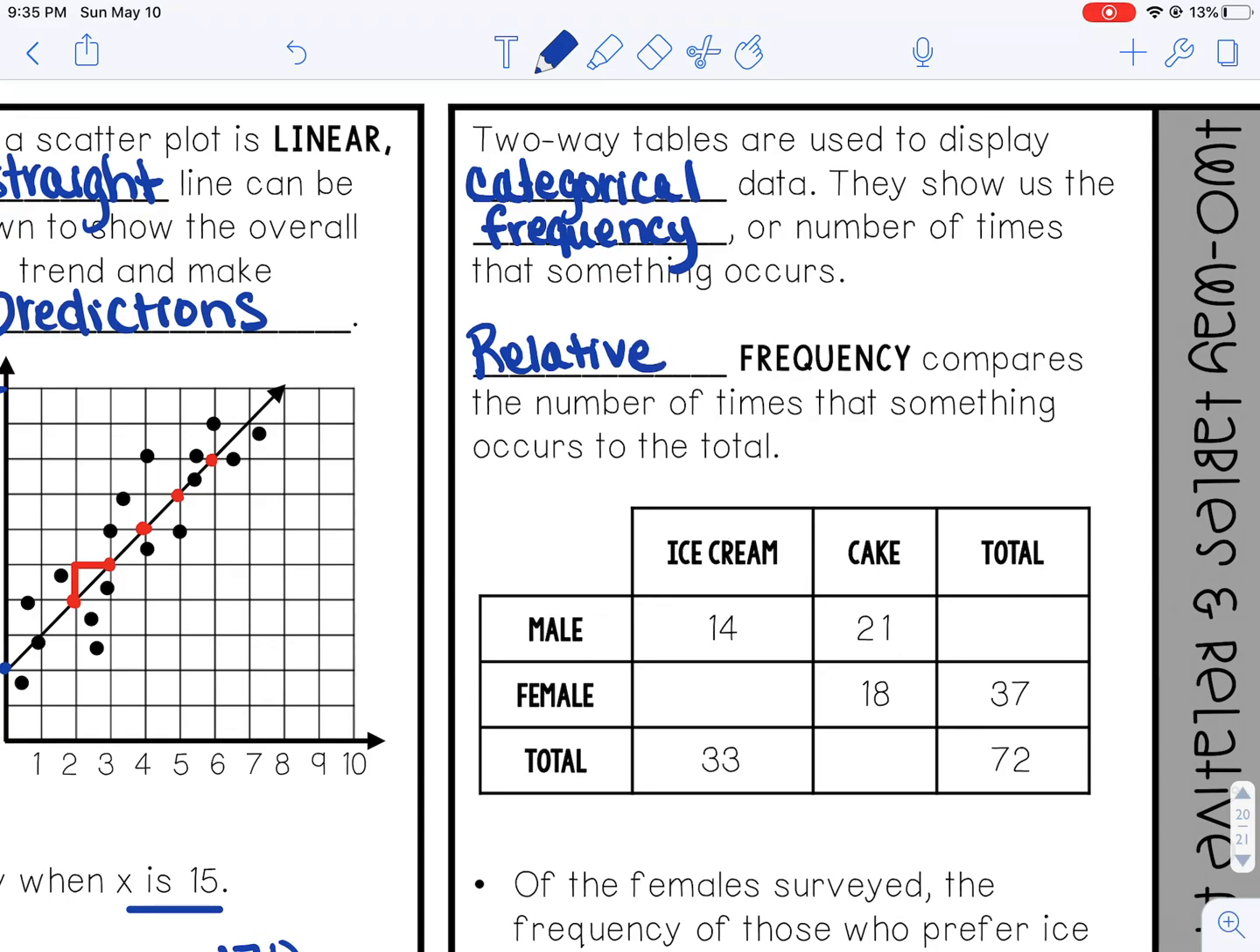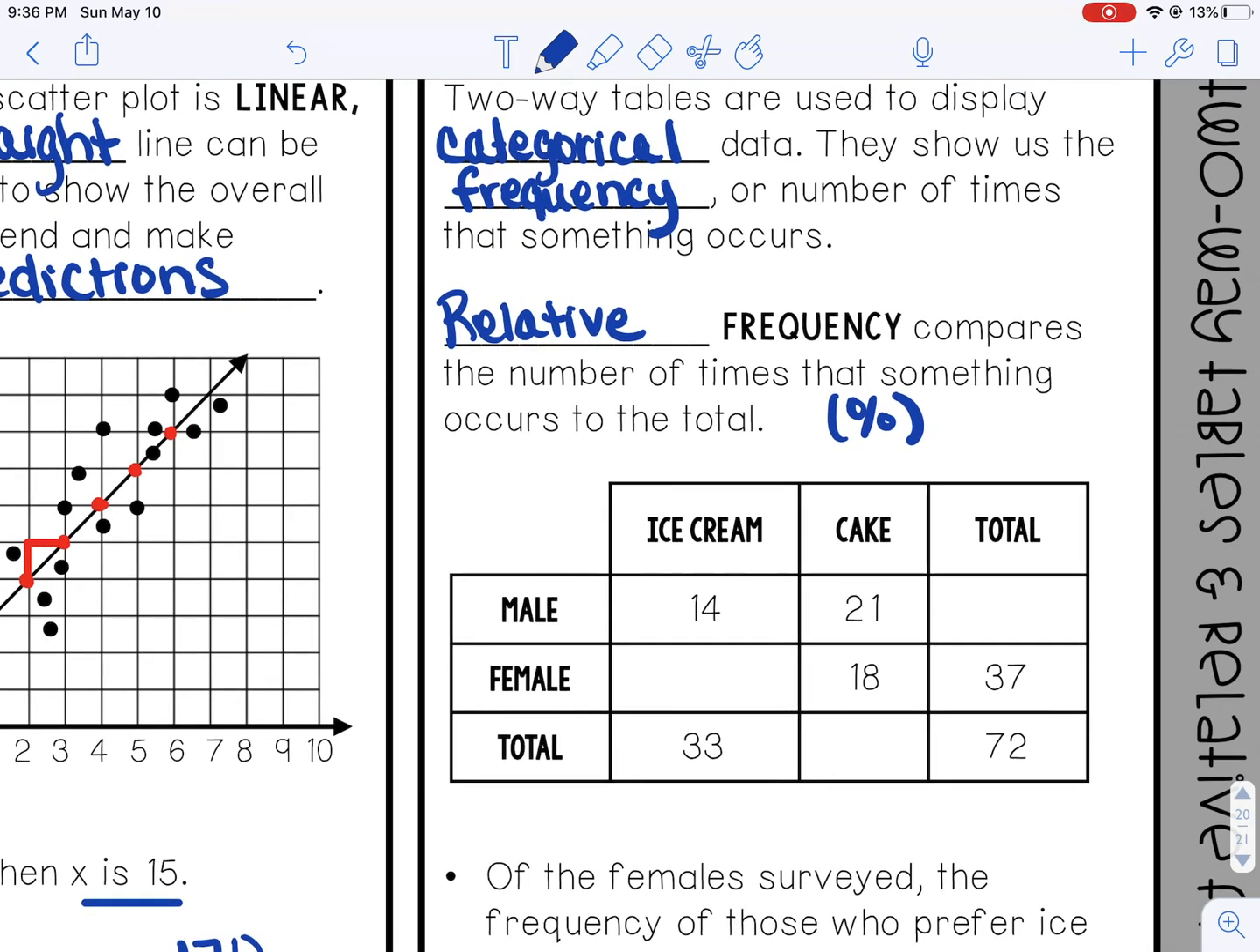Sometimes they just ask you for a relative frequency in the form of a fraction. Other times you have to actually calculate that percentage. Most of the time you're going to see it as a percentage, so you might want to just put that in parentheses over there. Okay, so we have this table. We need to go ahead and add everything up so we can make some decisions based off of this table.